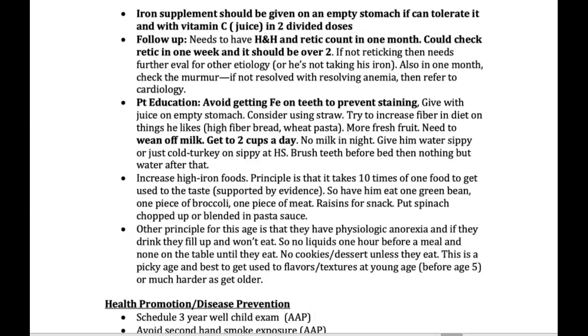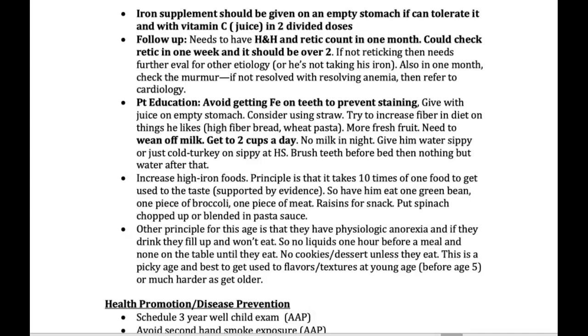No milk at night. Give him water in a sippy cup, or just go cold turkey on the sippy cup at night. Brush teeth before bed and nothing but water after that point. We need to increase our high iron foods. And then, kids at this age can be tough.